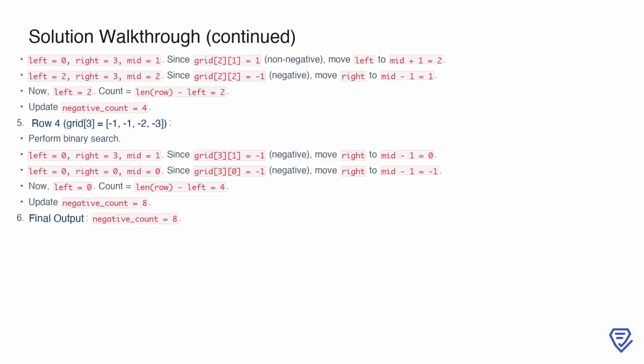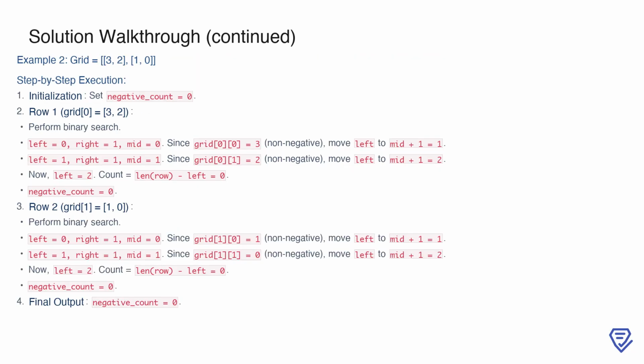Finally, for the fourth row, -1, -1, -2, -3, we perform the binary search again. With left equals 0 and right equals 3, at mid equals 1, the value is -1, so it's negative, and we move right to mid minus 1, which becomes 0. At mid equals 0, the value is still -1, so we move right to mid minus 1, which is -1. At this point, the left pointer is at index 0, meaning all elements in the row are negative. The count of negatives in this row is len(row) minus left, which is 4. Adding this to our total, negative_count becomes 8. The final output for this example is 8.